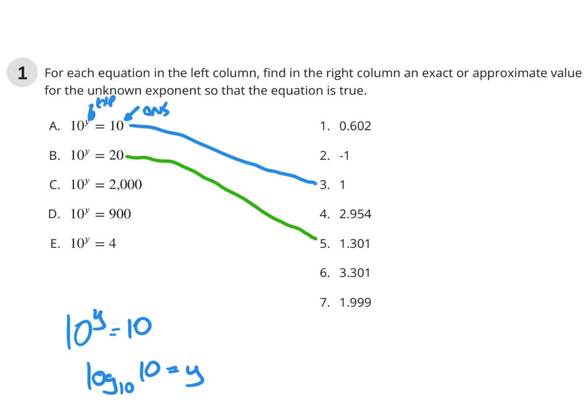For C, we're going to hit log 2000. That's 3.301. For 900, should be a little less than 3. So just hit log 900, hit enter, get 2.954. And then finally, log 4, hit enter, 0.602. And 2 of them we did not use.